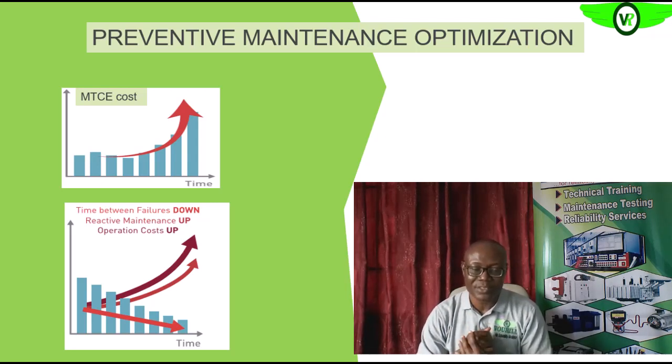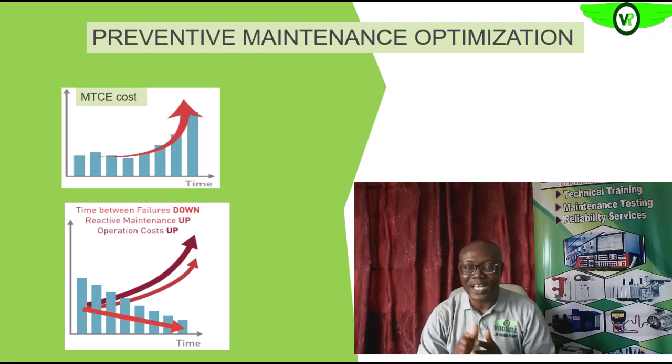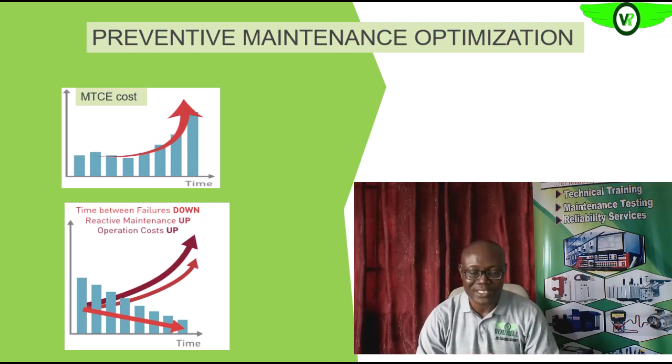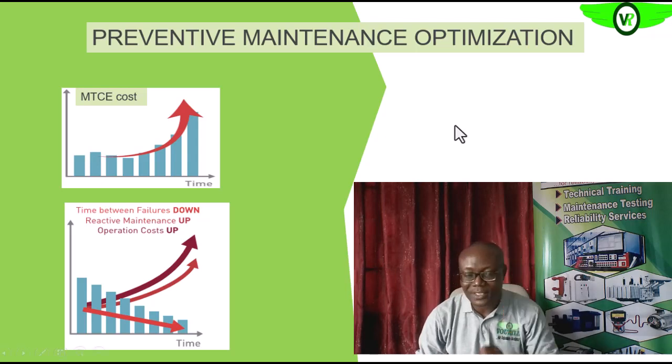If the reactive maintenance, the amount of unscheduled downtime, is increasing as a result of failure of the asset or component of the asset, then we know that our maintenance program is due for optimization. Are we getting it? Then when the cost of operating the asset, not the maintenance now, the cost of operating the asset, is going up, then we know that it is due for optimization.